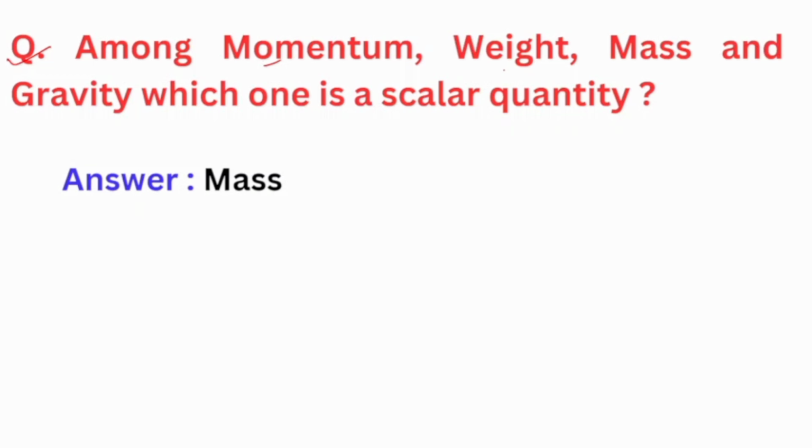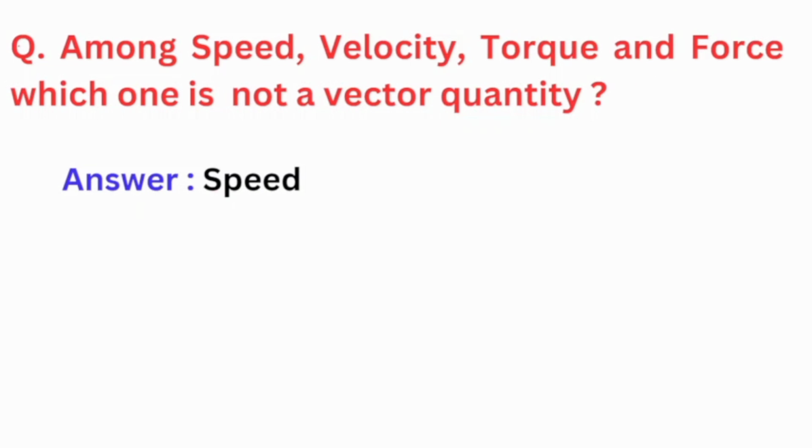Among momentum, weight, mass, and gravity, which one is a scalar quantity? First, we need to understand what is a scalar quantity. A scalar quantity is the physical quantity with only magnitude and no direction. So here the answer is mass because it has only magnitude. Let's move on to next question.